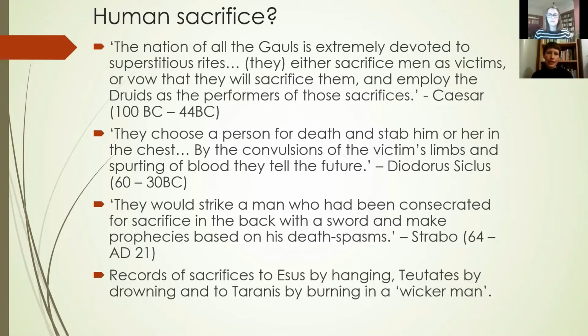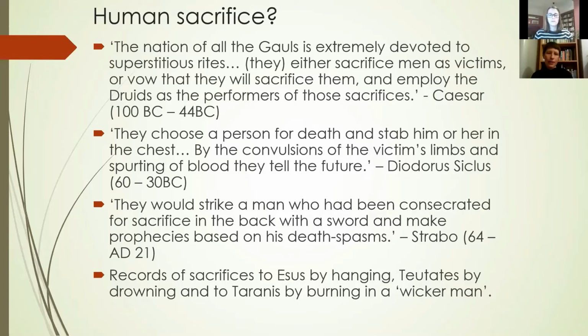Julius Caesar says, "The nation of all the Gauls is extremely devoted to superstitious rites. They either sacrifice men as victims or vow that they will sacrifice them and employ the Druids as the performers of these sacrifices." Diodorus Siculus says, "They choose a person for death and stab him or her in the chest. By the convulsions of the victim's limbs and spurting of blood, they tell the future." They would strike a man who had been consecrated for sacrifice in the back with a sword and make prophecies based on his death spasms, says Strabo.